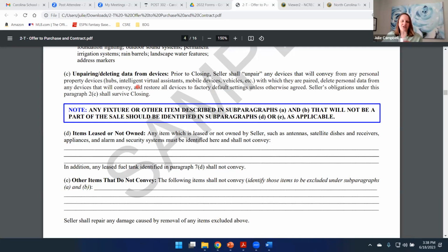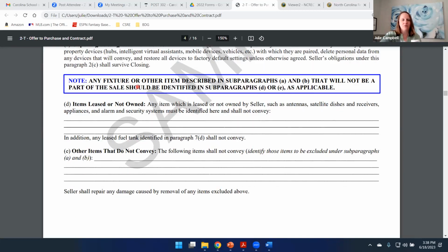Blue note says any fixture or other item described in subparagraph A and B that will not be part of the sale should be identified in the paragraphs below as applicable. So the paragraphs below: items leased or not owned. The seller can't convey what's not theirs. So if there's something that the seller's making payments on, they've leased but not owned, they give us some examples: antennas, satellite dishes, receivers, appliances, alarm and security system must be identified here and shall not convey.